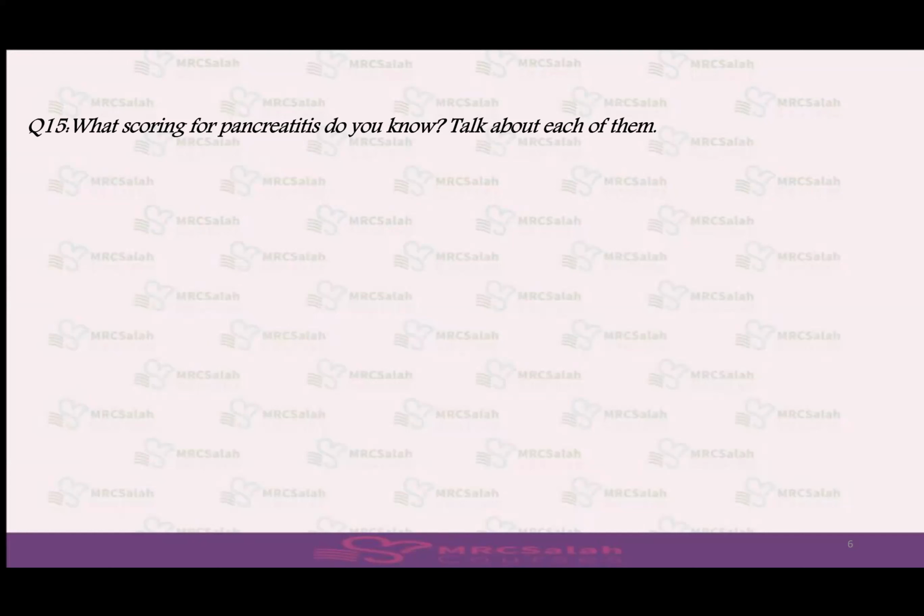To decide is it a severe, mild, or moderate attack? No, it's for mortality rate, not for severity. Severity by Glasgow criteria. Mortality rate by Ranson's criteria. In Ranson's criteria, what are the criteria you should order after 48 hours? In Glasgow: calcium, albumin, and LDH enzyme. Excellent. Well done.